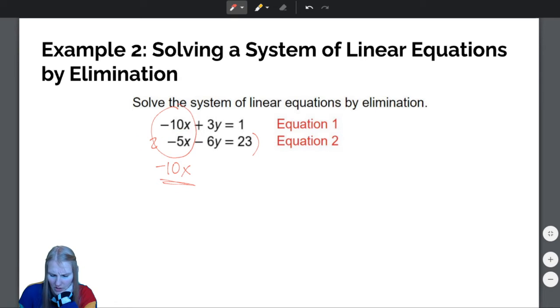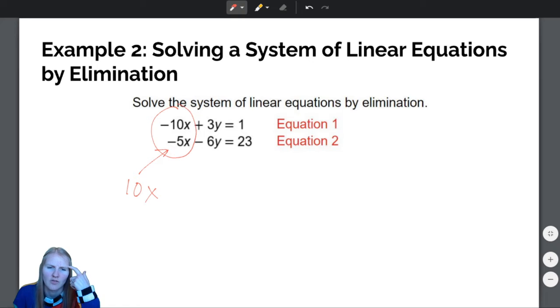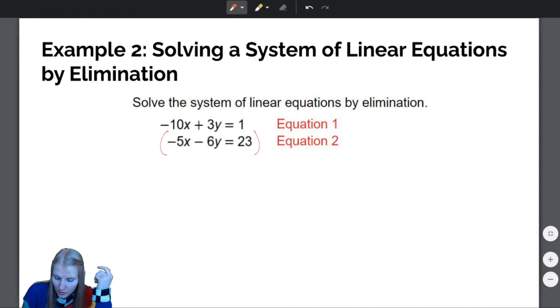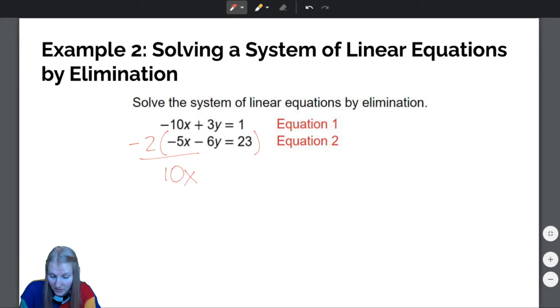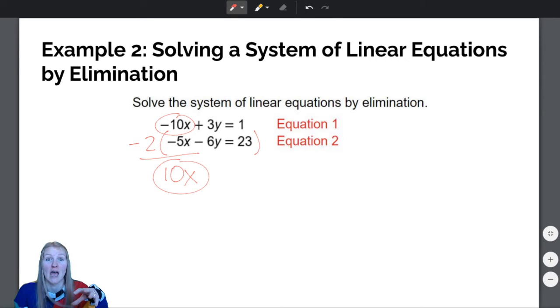But I don't want the same coefficients. We just talked about how I would like to have the opposite coefficients, which means that this would need to be positive 10x. So let's see. Negative 5 times what will give me positive 10x? Oh, negative 2. So if I multiplied this equation by negative 2, then I could get positive 10x and I would have opposites. Awesome. We can do that. We can totally continue down this path and we will finish the problem with the correct answer.